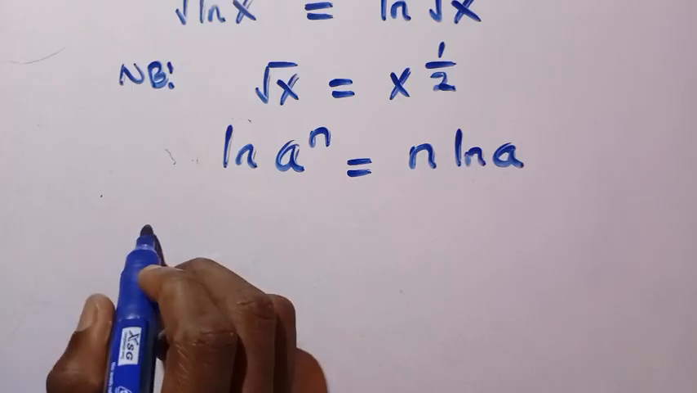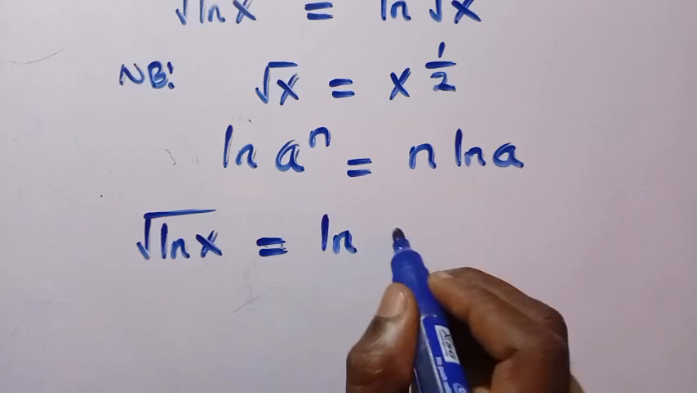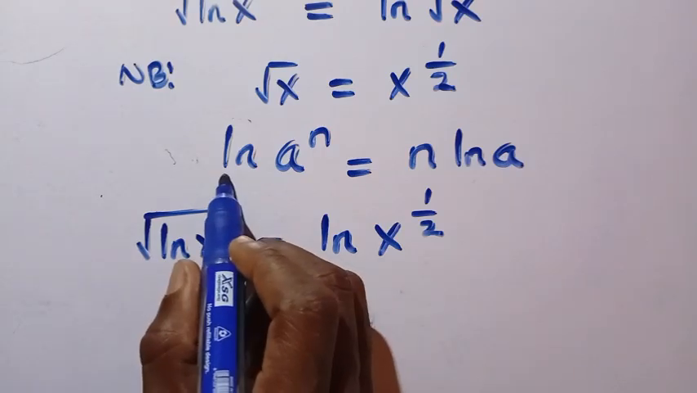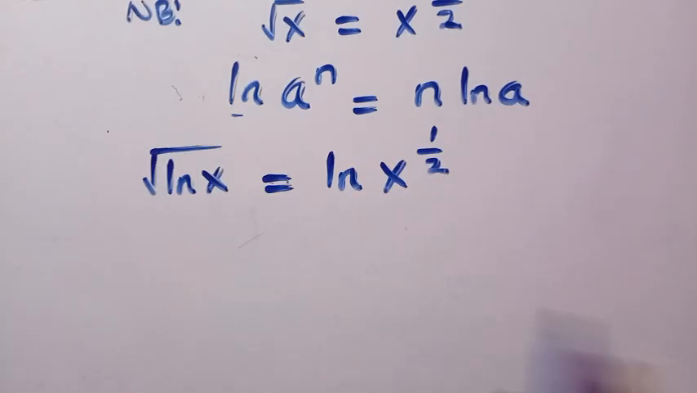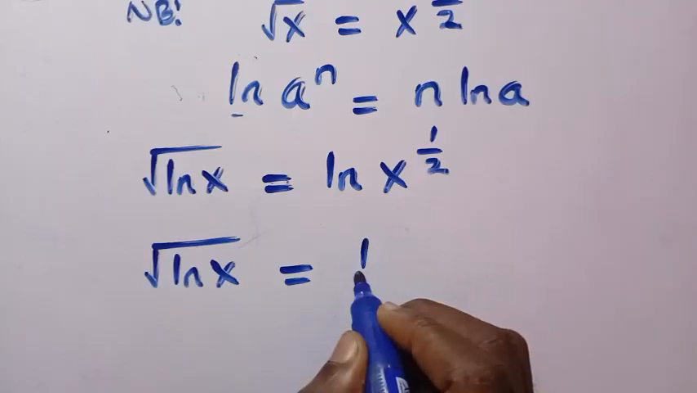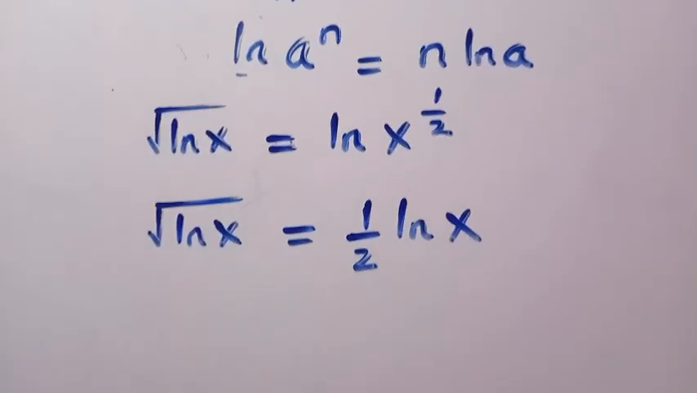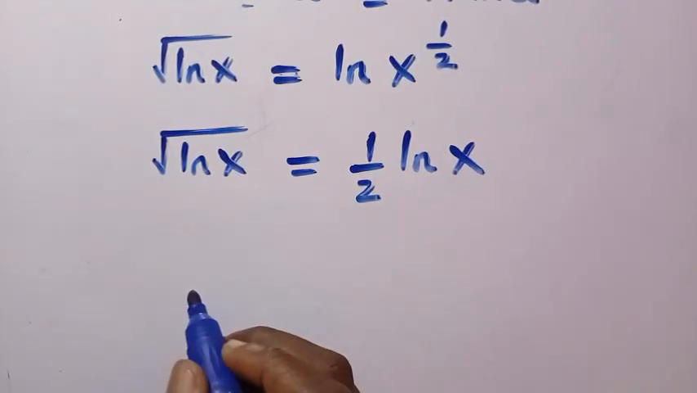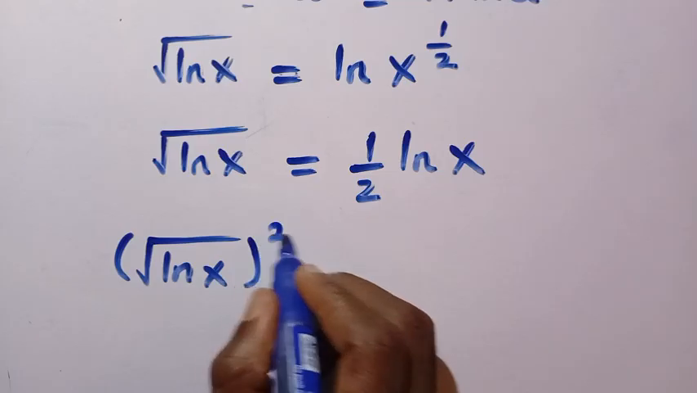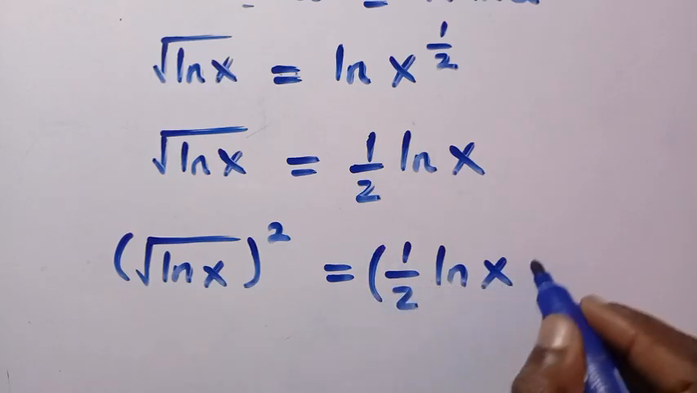So applying it, we have the square root of ln x equals ln of x to the power of 1 over 2. Then, introducing this law at this stage, we have the square root of ln x equals 1 over 2 ln x. So next, let's take the square of both sides. We have the square root of ln x all raised to the power of 2 equals 1 over 2 ln x all raised to the power of 2.